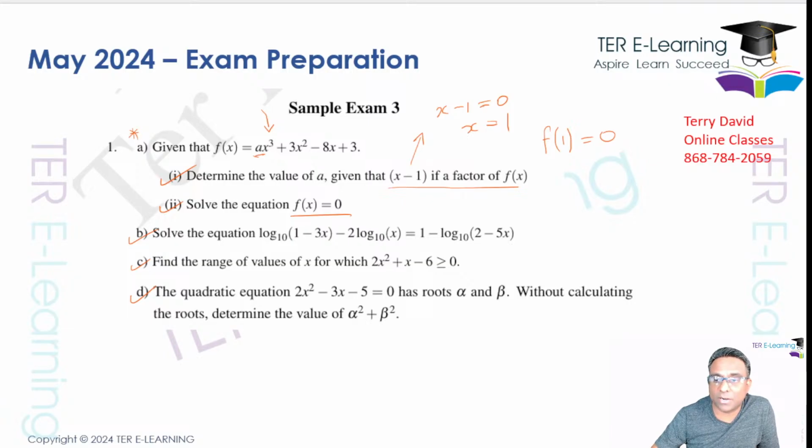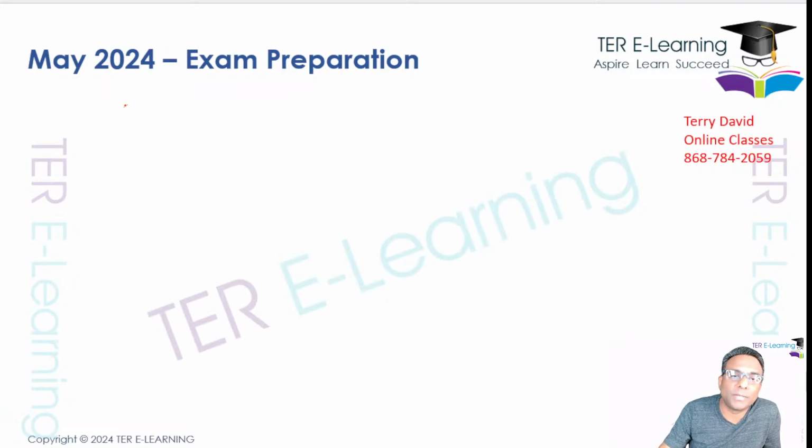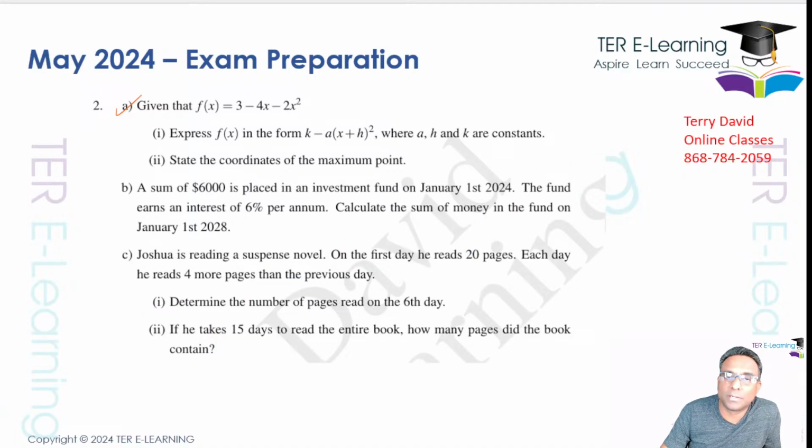So that takes care of question 1 here, guys. Moving on to question 2 on this paper. Every single year, CXC tends to give us a question on completing the square. They can give us a completed square for a curve that has a maximum or a curve that has a minimum. In this case, we have a curve given by 3 minus 4x minus 2x squared.